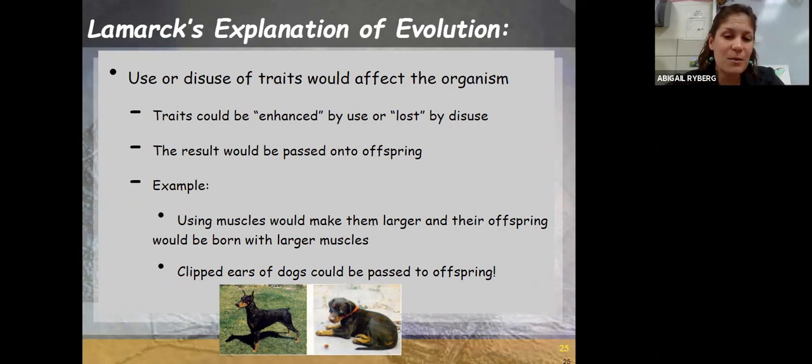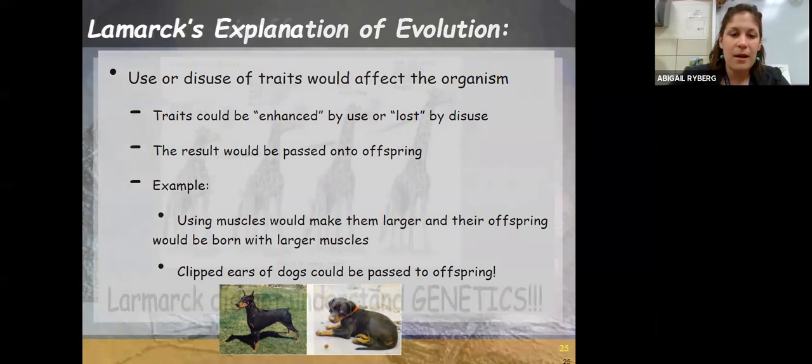Another example is the clipped ears of dogs could be passed off to offspring. An example I actually don't know much about is Doberman dogs. Typically when they're born, they clip their ears so they stand up nice and pointy like the one on the left here. And so Lamarck would have believed that that trait could be passed off on to the offspring.